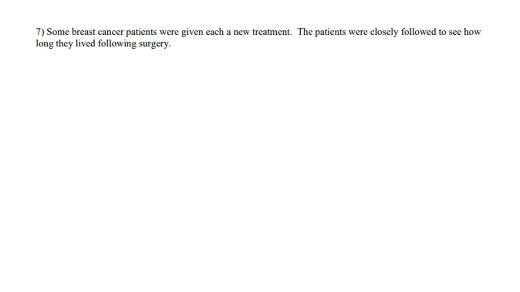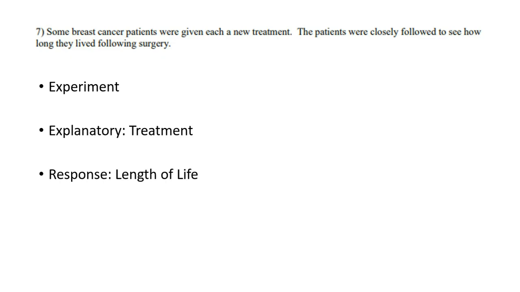Number 7, some breast cancer patients were given a new treatment. The patients were closely followed to see how long they lived following surgery. Is this observational or an experiment? It is an experiment. And the reason is because they got different treatments, and then you see how long they lived. So with that, your explanatory is the treatment itself, pretty obvious here, and the response variable is how long they lived following the surgery. You could say surgery as the explanatory, but how long they lived afterwards. Okay.